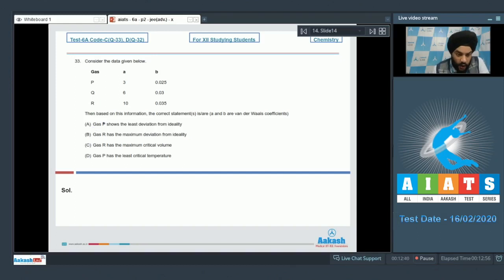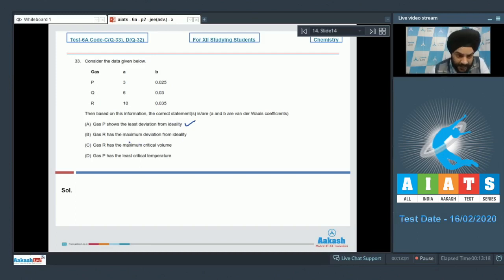Okay. So if we talk about option A now, gas P shows the least deviation from ideality. So this is the correct statement, students. We can clearly see that out of these 3 given gases, the value of A as well as B are the least for the gas P. So this must mean that the deviation from ideality also has to be minimum or least for the gas P.